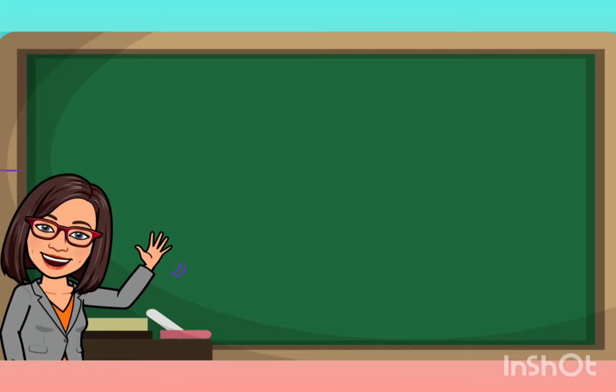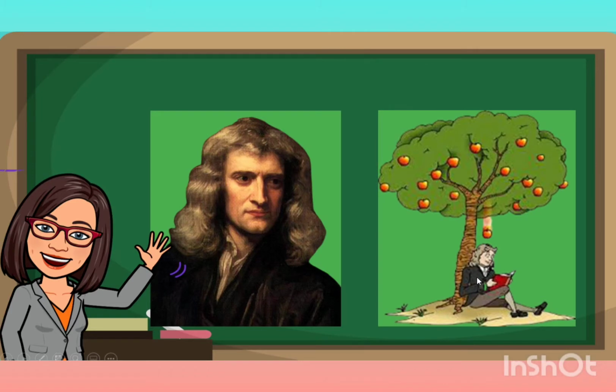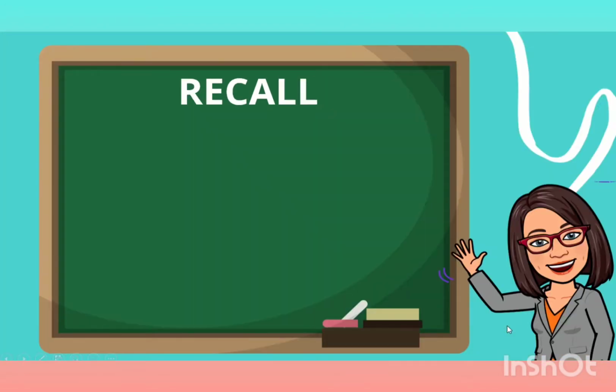Today, we will be discussing another law which was formulated by this man who is flashed on the screen. Can you recall what his name is? Very good. He is Isaac Newton. We have learned in our previous lesson that Isaac Newton formulated the laws of motion. Before we discuss the second law, let us recall what we have learned in our previous discussions.